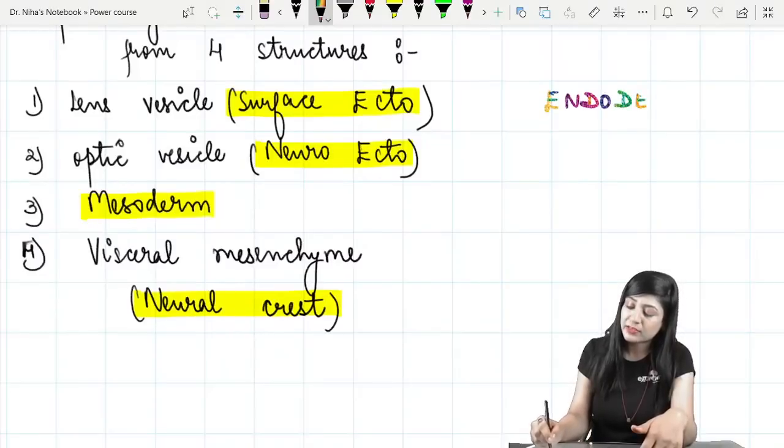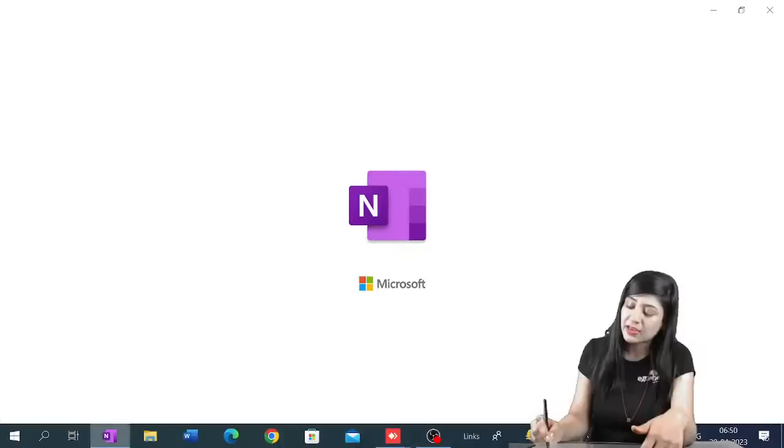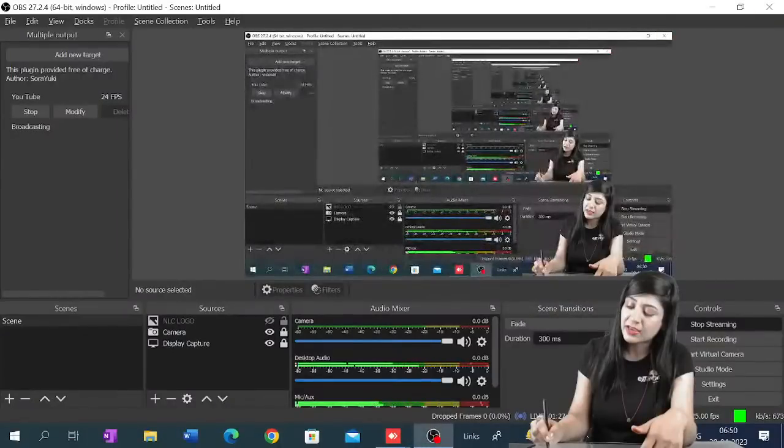Another important thing, all the structures of the eye, I think it's stuck. Just a second.